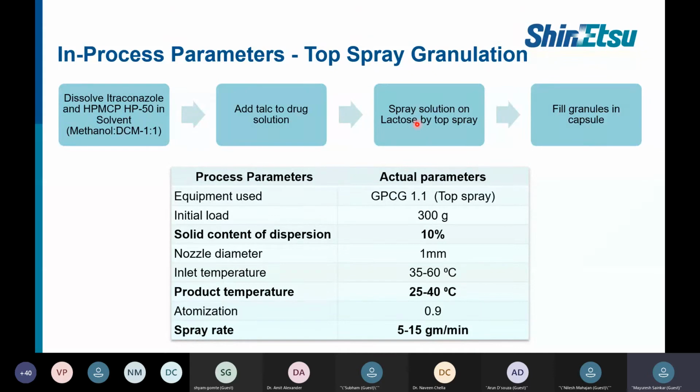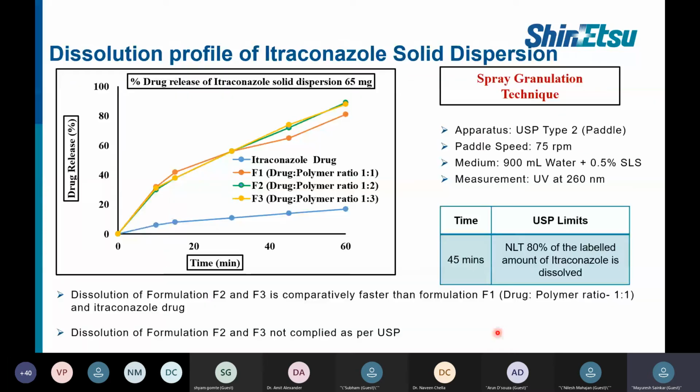Here are the parameters. In case of top spray granulation, only the regular parameters which you are targeting should be taken into consideration. Firstly, the solid content of the dispersion, that means how much is the powdered quantity, including the API and the polymer. Here the solid content of the dispersion was 10%. The temperature, that is mainly the product temperature, was 25 to 40, and the spray rate was also on the optimal side, that is 5 to 15 gram per minute per kg.